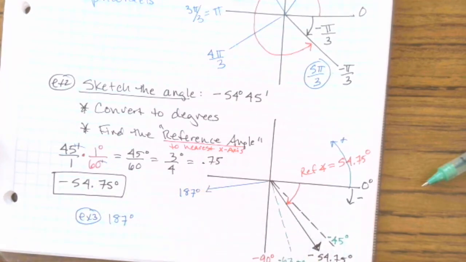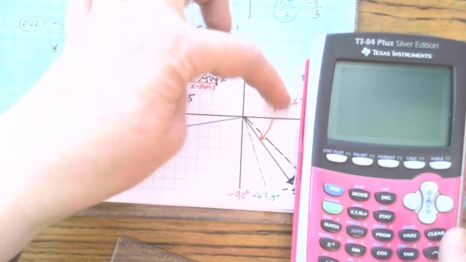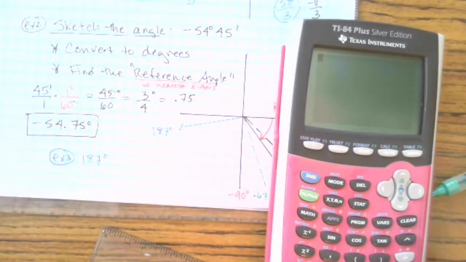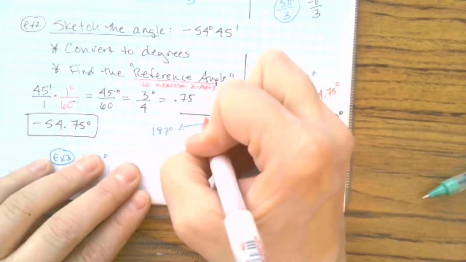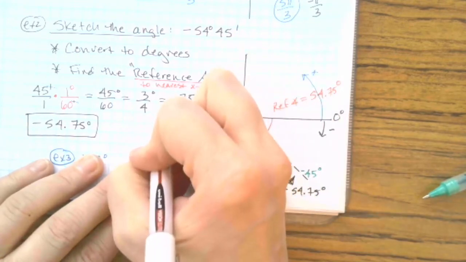But you would need to find the reference angle. So first you want to subtract out this part. This part is 180. So 180, I don't need a calculator. 187 minus 180 is 7 degrees. So from here to here, your reference angle would be 7 degrees.